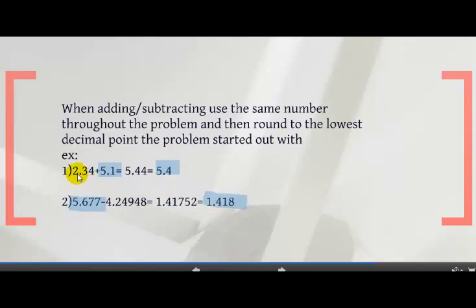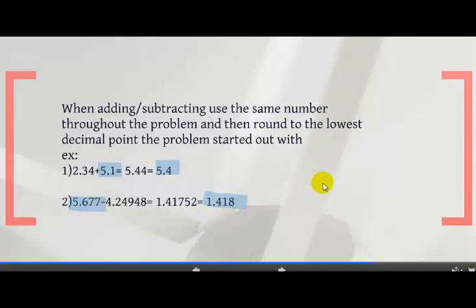Now what that means is if you have 2.34 here plus 5.1, this goes to the hundredths place, this only goes to the tenth. So you just go ahead and add those, you get 5.44. And then since this only goes to the tenth, you round your answer to the tenth, 5.4. Another example, this number goes out to the thousandths place. And this number goes to the hundred-thousandths place. So after you've subtracted them, this is your answer, you're going to round it to the thousandths place because that's the lowest number of decimal places.